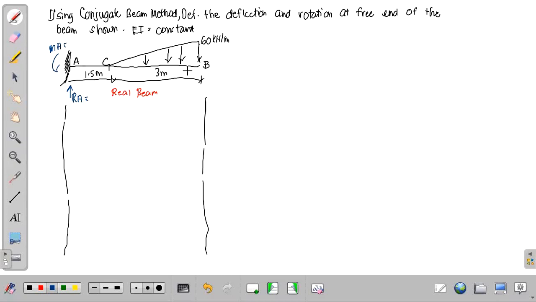So what will be now our RA? RA? Ma'am, 90. So we have 90 kilonewton. Okay? Our MA, what will be now our moment at A? So we have 1/2 times 60 times 3 times the moment center. We have 1.5 and 2, 3.5. So ilan yun? 315, ma'am. So we have 315 kilonewton meter.